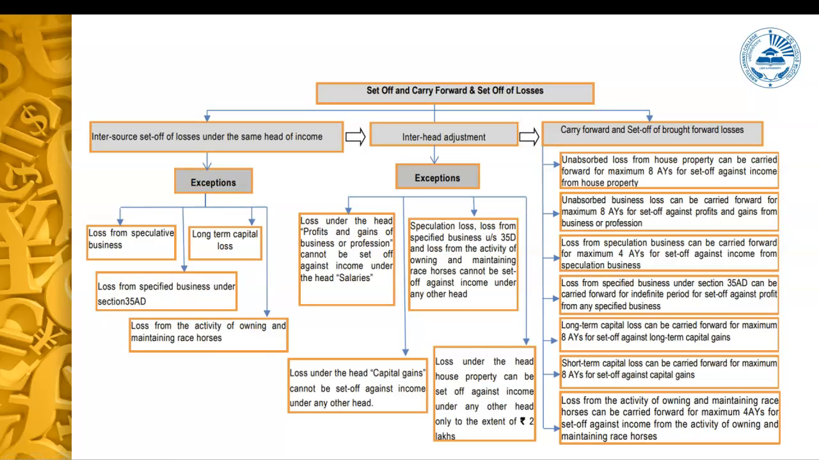So this chart will give you a comprehensive understanding of what we have discussed in this entire session.